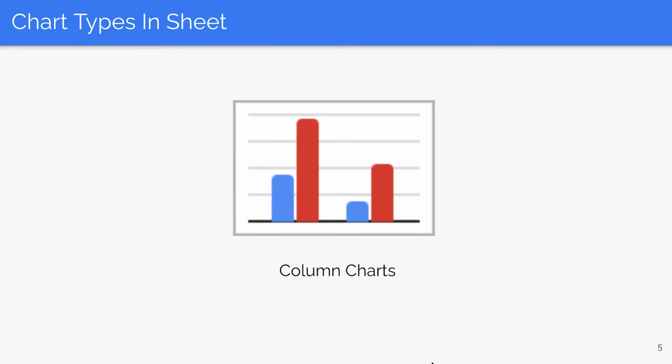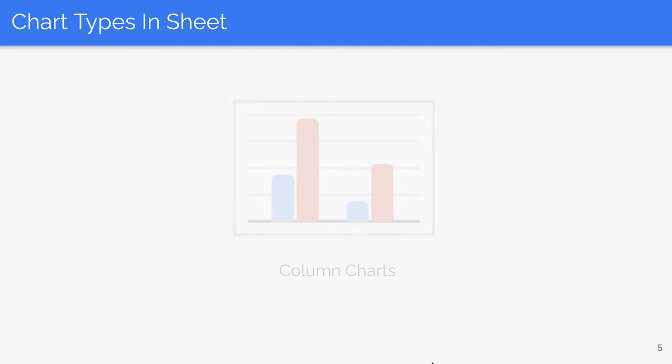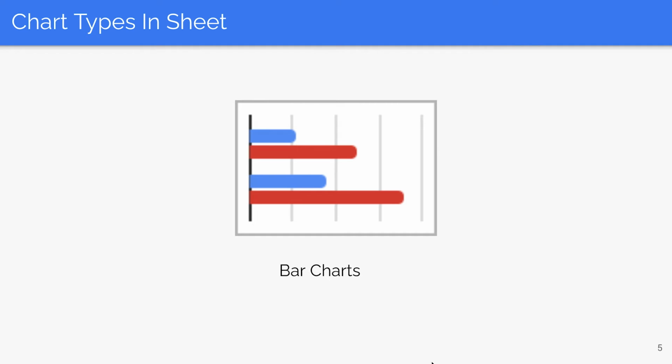Next is column chart. Column charts are used when you want to compare different data points as vertical columns side by side, where the height of the column corresponds to the size of the data point. If there are several data series, each series is represented by a different color. Bar charts are just like column charts, except they display information in horizontal bars rather than in vertical columns.